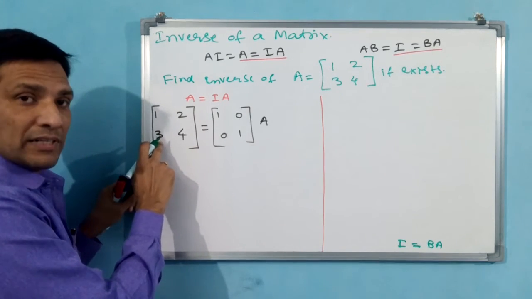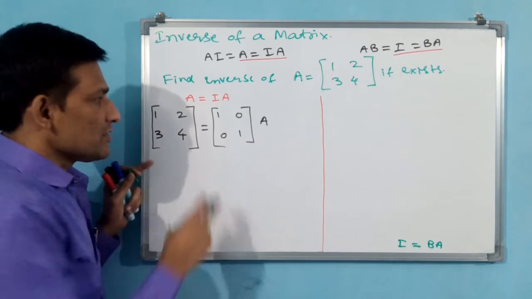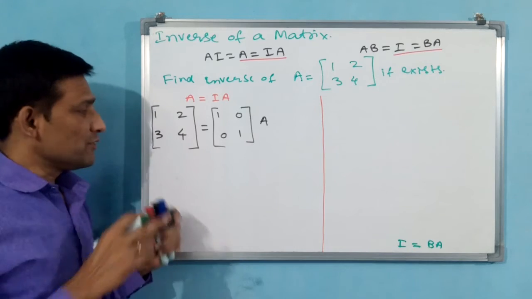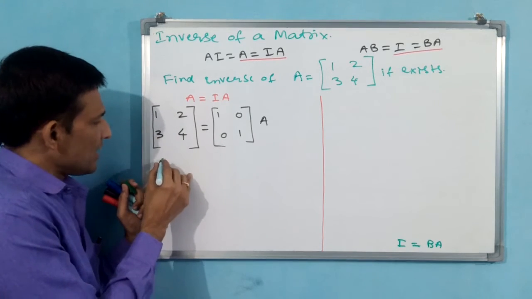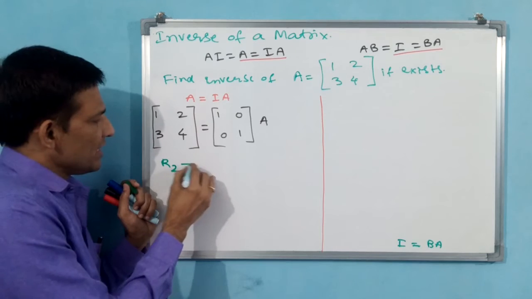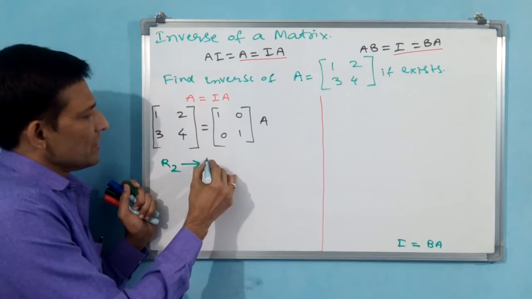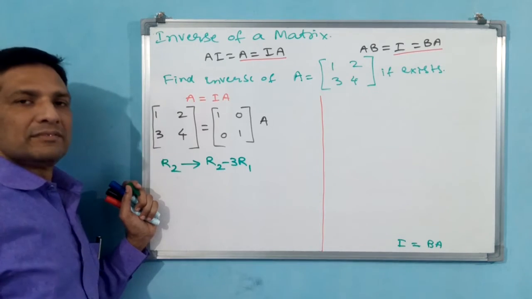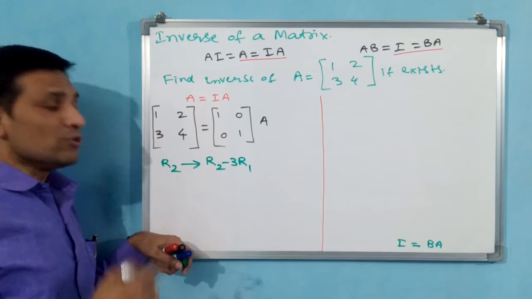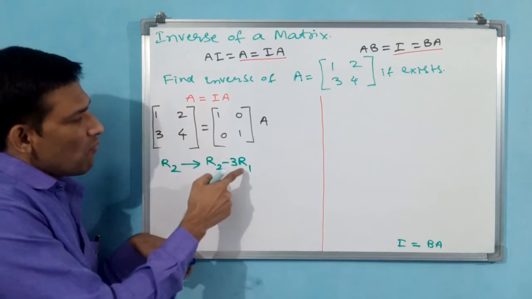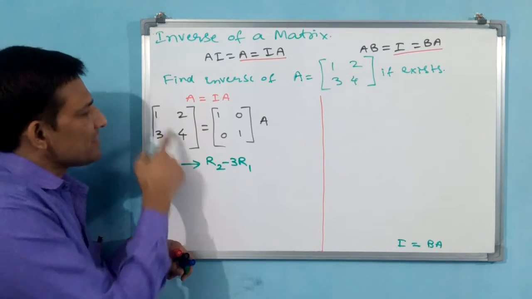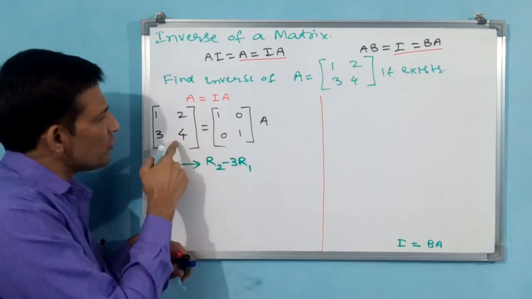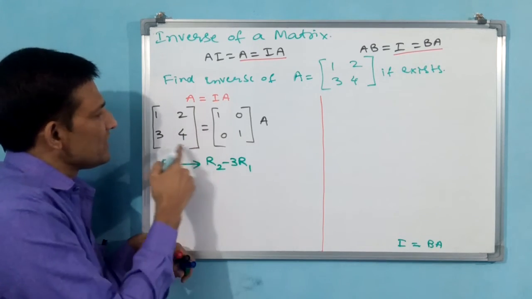Now I have to change this one. What I have to change? This I have to change as 0. Then how is it going to change to 0? Simply observe here what I am doing. R2 change is happening. What is that change? R2 minus 3R1. Why have I written this? You see here, 1 is there. 1 into 3 is 3. 3 minus 3 is 0. Then this is going to become 0. Accordingly, these are also going to change.